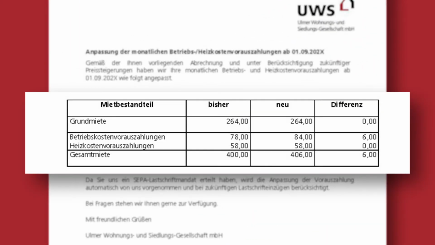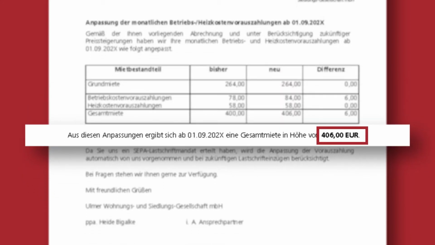This table shows you the future advance payments in the column New. Increased consumption of water or heating or changes to utility costs will have an impact on the amount that must be paid in advance. This amount is your new total rent that you will pay in the future. Please note the day on which the change becomes effective.